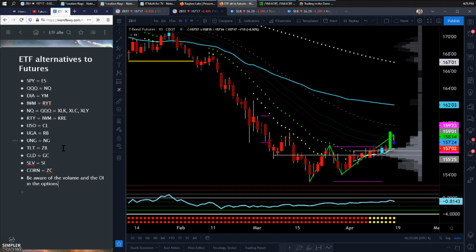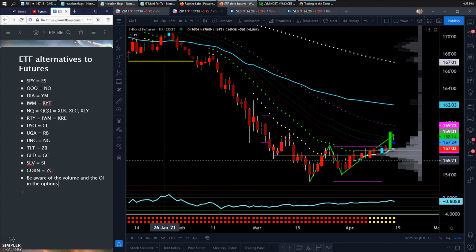Now, I would say for all of these except for the UGA, you will find good options liquidity in the chain when you go look. Everything else except for UGA is very, very liquid. In fact, in some cases, you're going to have a lot more choice on the ETF side. Gold would be a great example. Sure, there's plenty of gold futures options, but the GLD ETF chain is even more.